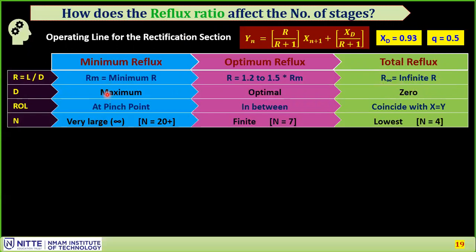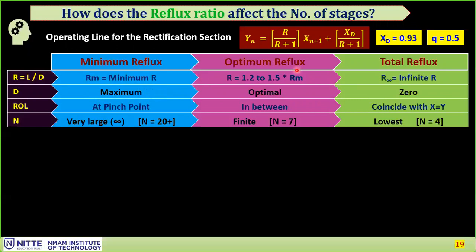On the other end, minimum reflux, D is maximum. You don't know the number, let me say very large number. So when D is very large compared to L, this reflux ratio is minimum. This is the minimum possible value. It depends upon the pinch point you have. Based on the equilibrium curve pinch point, you will get to know the minimum possible value. Below that it is not possible.